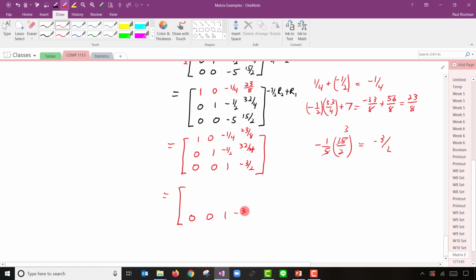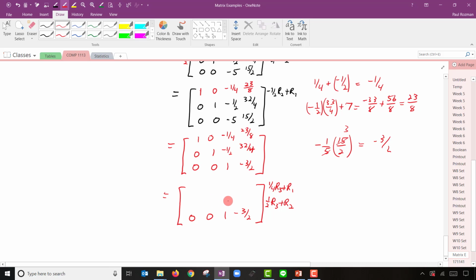So I'm going to rewrite row 3 because it's done. And now we're going to try to eliminate this negative half and negative a quarter. To eliminate a negative half, I'll multiply the third row by positive a half and then add it to row 2. And to eliminate the negative a quarter, I'll multiply by positive a quarter and then add it to that row, which is row 1.